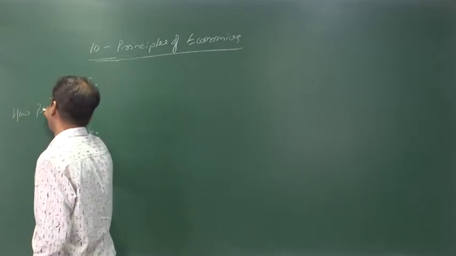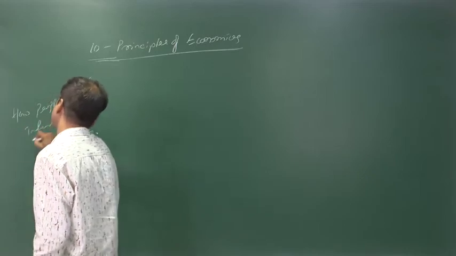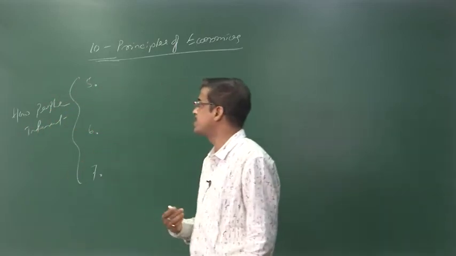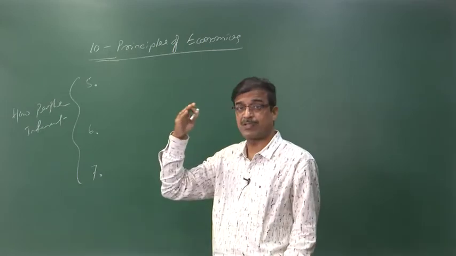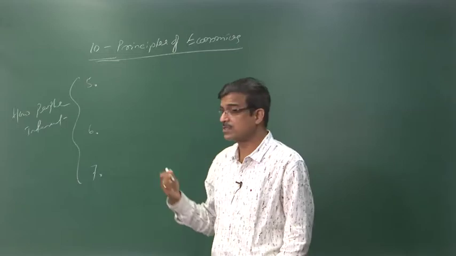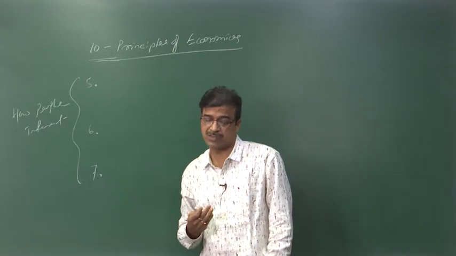how people interact, right. The first 4 principles deal with micro principles. These are about how people make their decisions. Now these 3 principles are related to how people interact with each other.